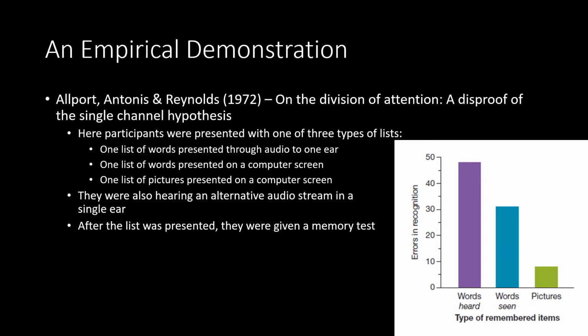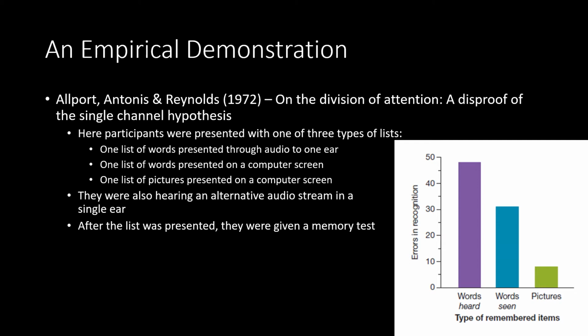The first was they were presented a list of words through the auditory modality, meaning they heard them. Others could have seen a list of words presented on a computer screen, and finally a third set saw a sequence of pictures also presented on a computer screen. Now, the whole time in which they were looking at one of these three lists, they were also listening to an alternative audio stream. So here you can imagine you're looking at the pictures while you have headphones on and you're listening to this auditory stream.